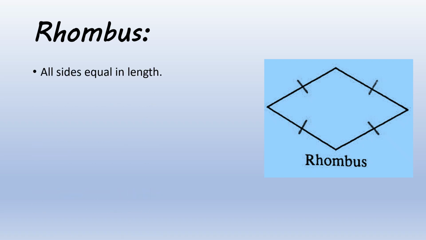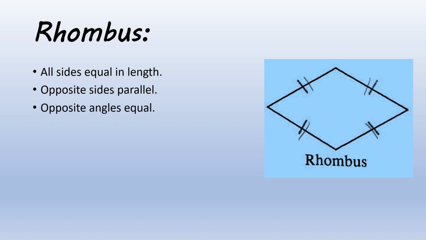So all the sides are of equal length. Okay, all the sides will be of equal length. Then opposite sides are parallel. Now this is opposite, so this and this will be same, this and this will be same. Now see the next one, opposite angles will be equal. So this angle and this angle will be same, and this angle and this angle will be same.